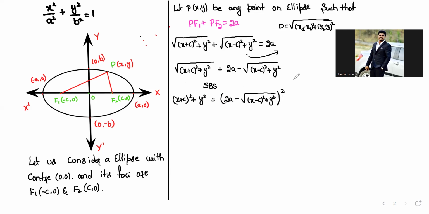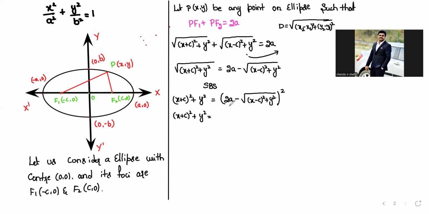We got it. Clear, all of you? My dear students, I will give you the step by step theorem. So you should clearly observe. Now observe this: x plus c whole square plus y square, same as it is, you should keep it here.